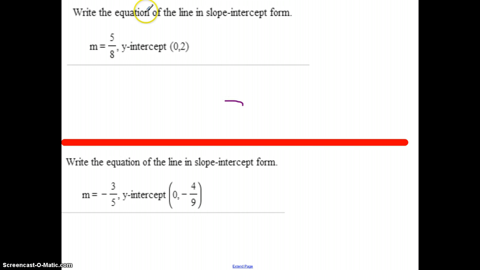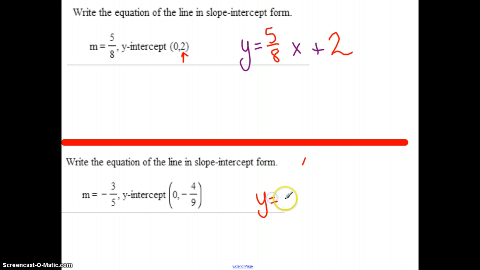Okay, now this one wants us to go through and actually put it into the equation. So if I'm looking at this, my slope value for my b is going to be 5/8. On this value, this is my y-intercept. This value right there is going to be my actual value that gets plugged in. So in this one, it's going to be y equals negative 3/5 x minus 4/9.